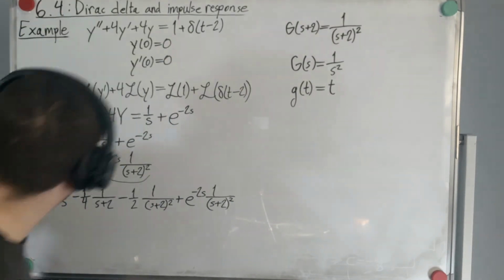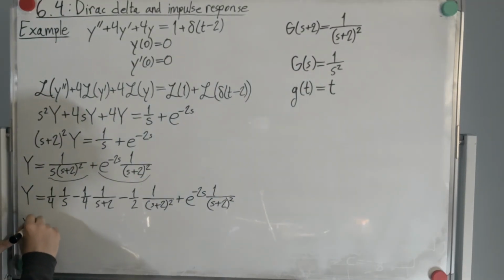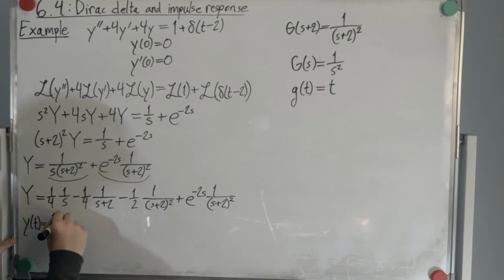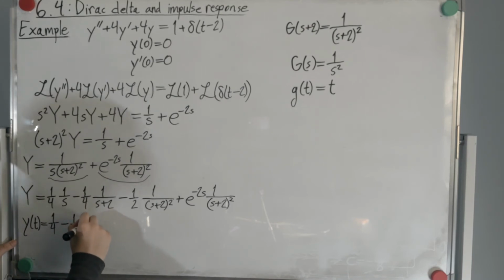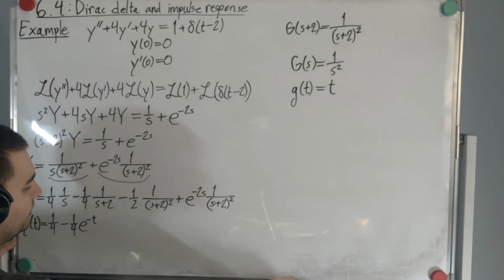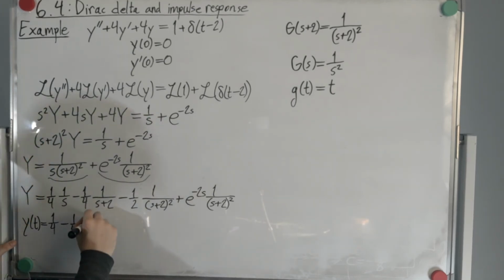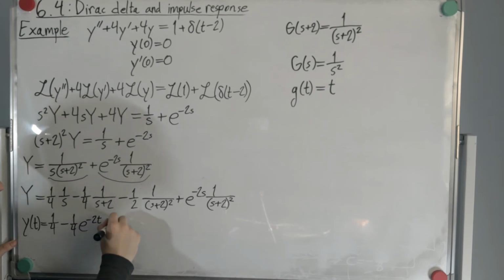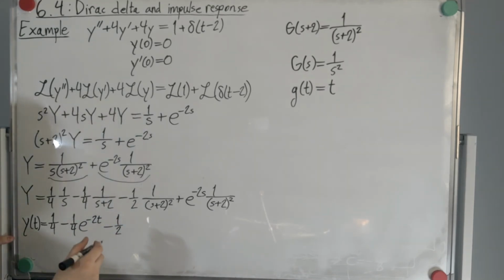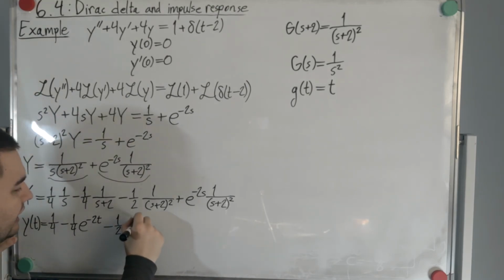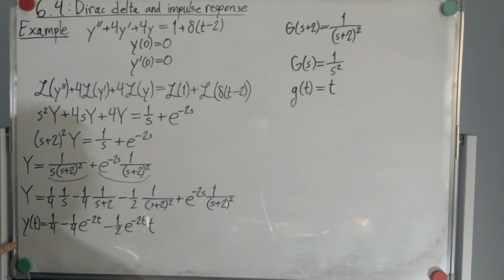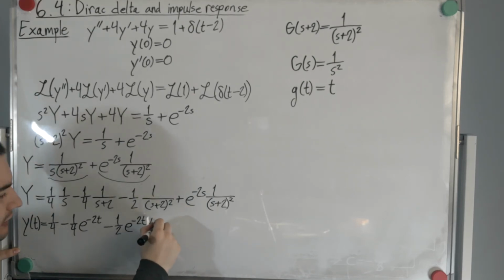So, what we get here is y of t equals 1/4 of 1 minus 1/4 of e to the negative 2t, sorry, minus 1/2 of, okay, this is going to have to be e to the negative 2t times g of t, which is t. Then add to this something.